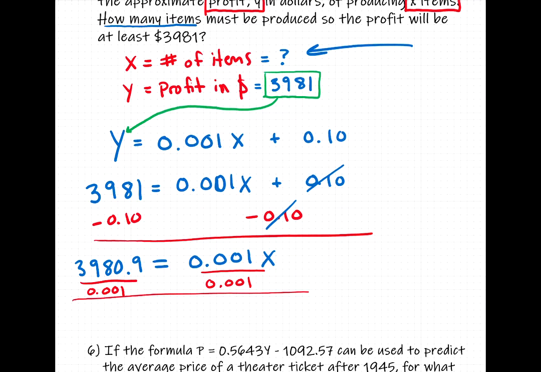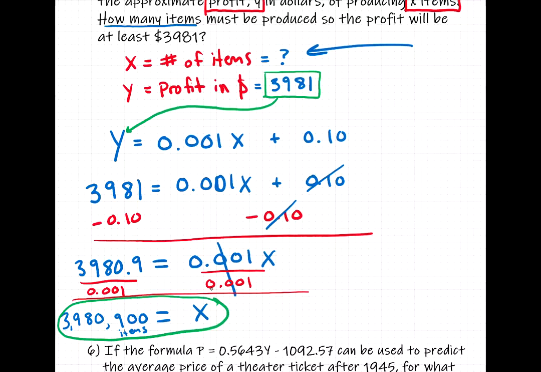Okay, and on the right, the times and the divide, they cancel, and we're left with x on the right-hand side. And on the left, if we take 3,980.9 divided by 0.001, you could pull out a calculator for this, you will get 3,980,900. And that is the number of items. Okay, so that should do it for number 5.